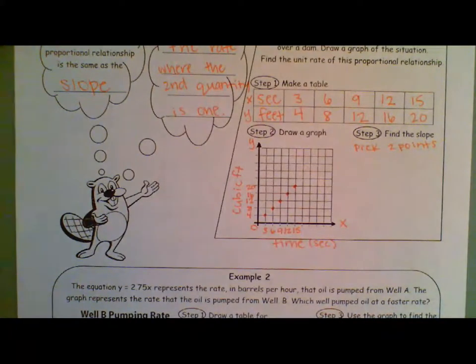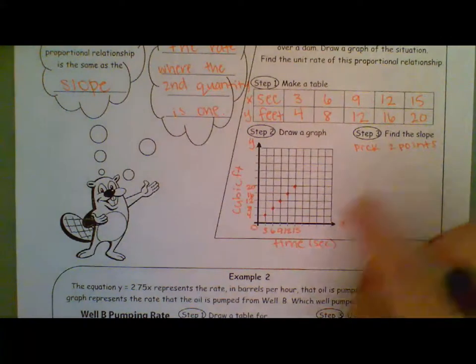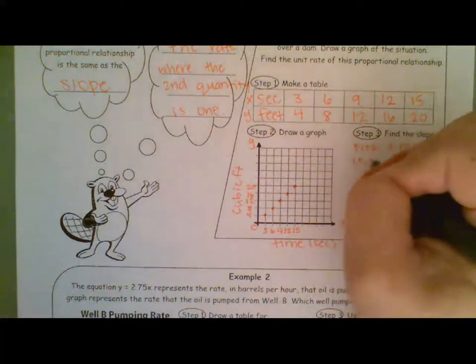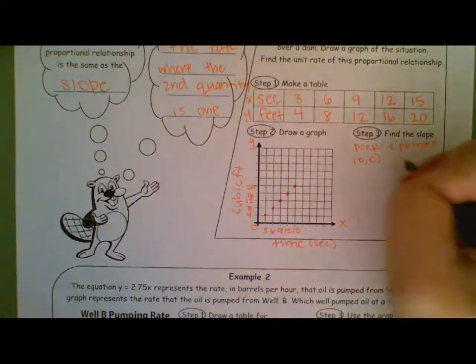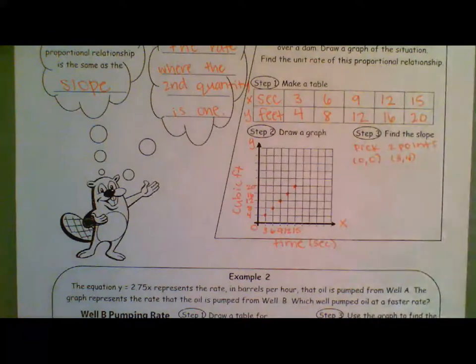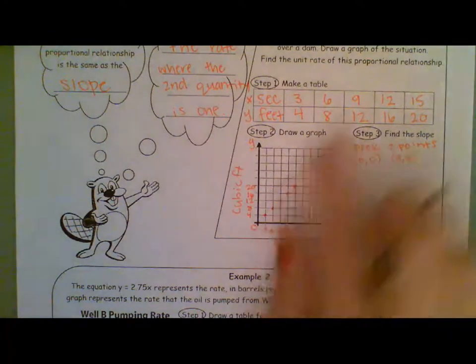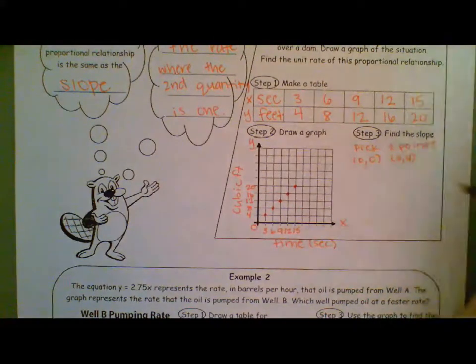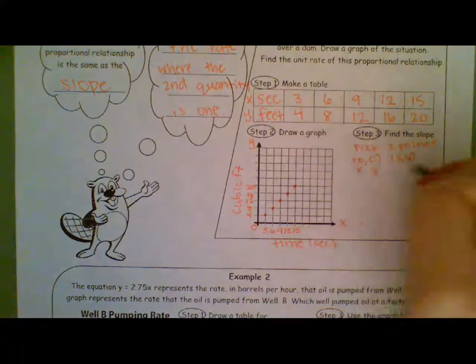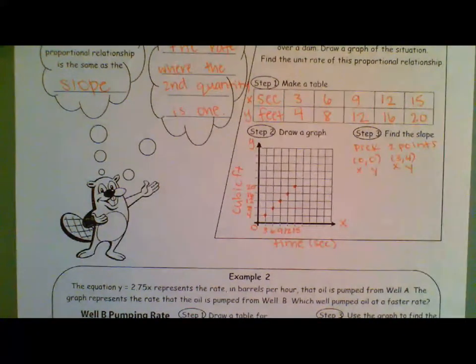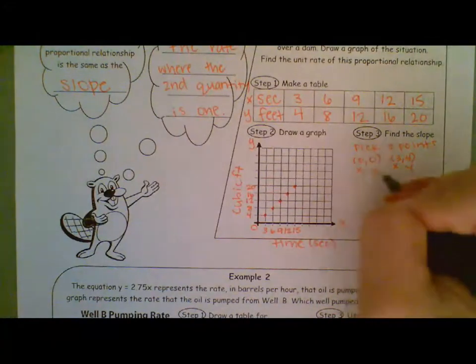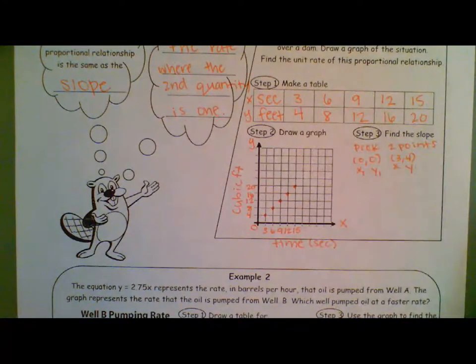Once you've picked your 2 points, we're going to use the formula. I'm just going to use 0, 0, and 3, 4. You could have used 3, 4, 6, 8. You could have used any points from this table. Once you do that, you have to label the points. They're x, y points. This is point number 1, and this is point number 2. So point number 1 is going to have little 1s next to the x and y, and point number 2 is going to have little 2s.